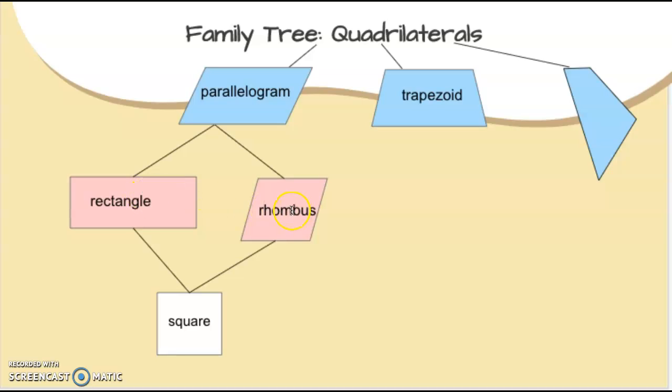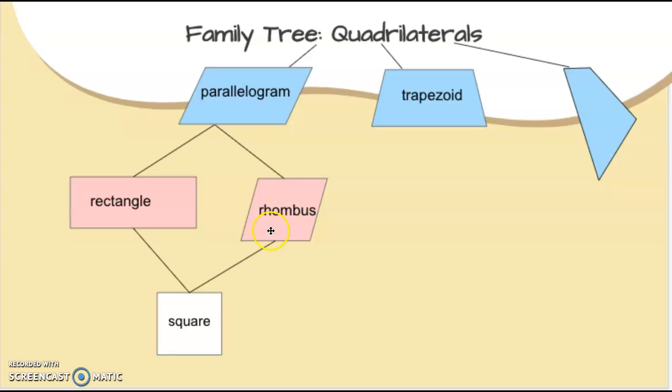Now we know the rectangle and rhombus from the parallelogram got the inherited trait of having two pairs of opposite sides that are parallel. So this has two pairs that are opposite sides that are parallel. The rectangle has two pairs that are opposite sides that are parallel, and so does the rhombus. What makes the rectangle different from the rhombus is that it has four right angles. And then what makes the rhombus different is that it has equal sides, four equal sides.